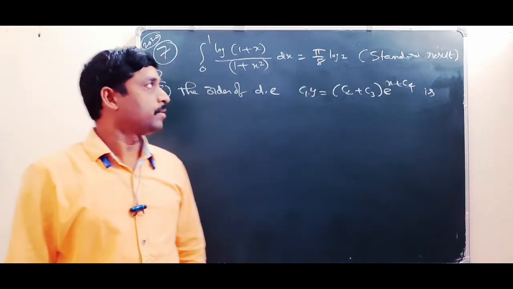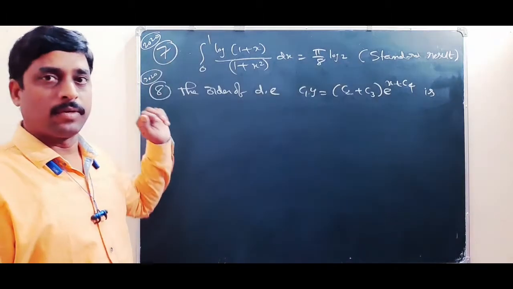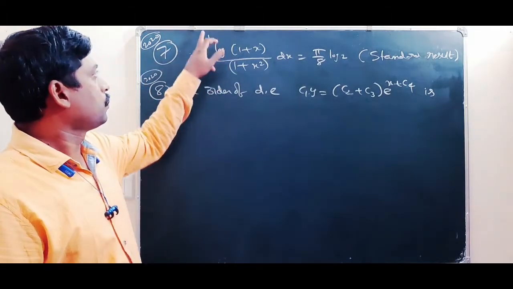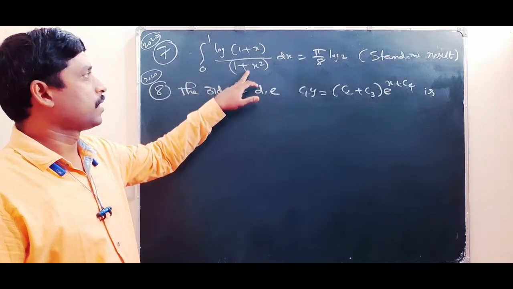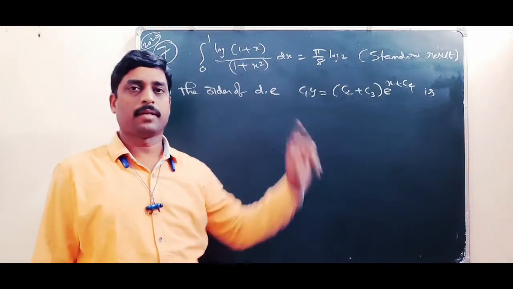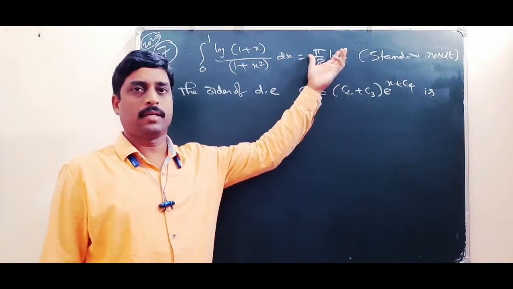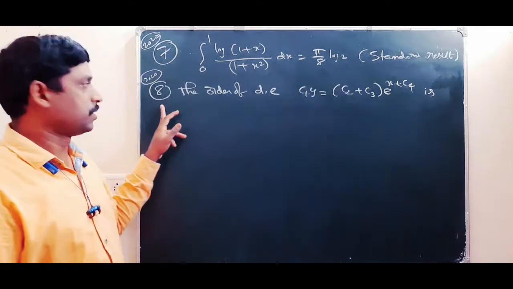Let us go to the next problem. This is from the 2020 question. Integral from 0 to 1 of log of 1 plus x by 1 plus x square dx. Answer is pi by 8 log 2. Okay, this is the standard result. So now explain question number 8.